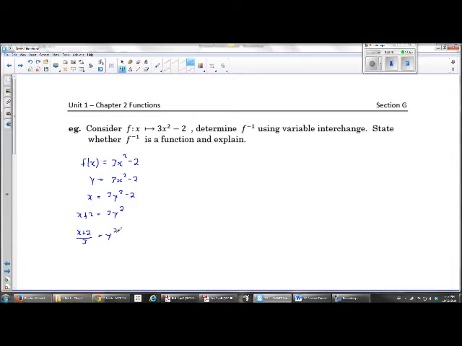Which gives us y squared. And then we'll take the square root of both sides. So we get x plus 2 over 3. Take the square root of that and put in the plus minus. I'm kind of cheating a little bit. Should have been plus or minus on the right side, but eventually it comes over to the left. So f inverse of x equals plus or minus the square root of x plus 2 over 3.